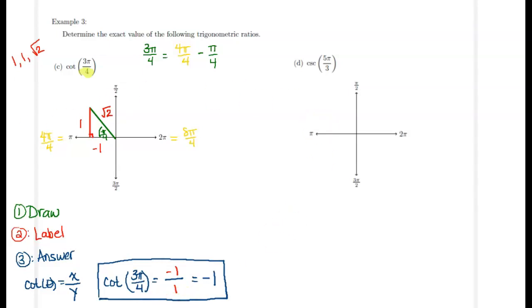Got one final one here that we're going to do together. We'll cut that off right there. Okay. Let's see what we got. Well, step 1, I draw. So let's figure out where to draw it.